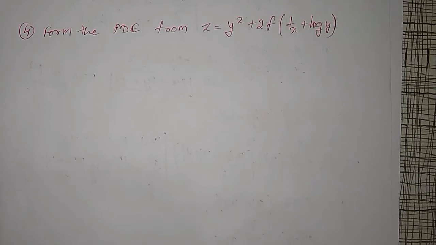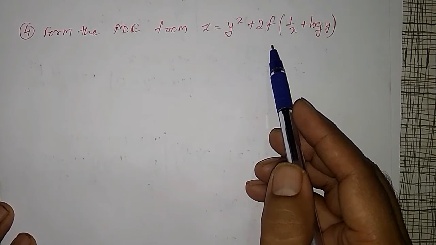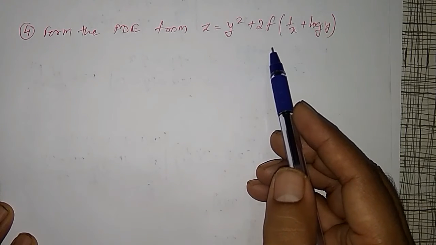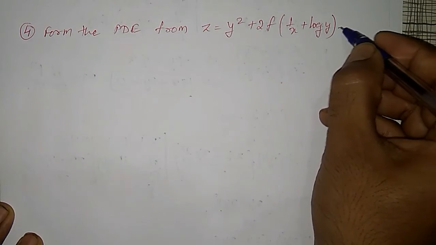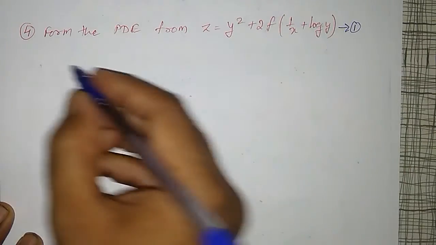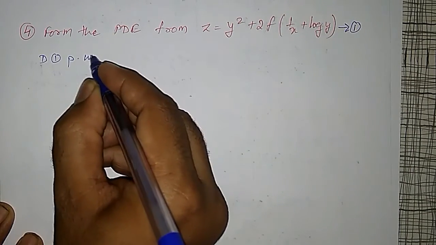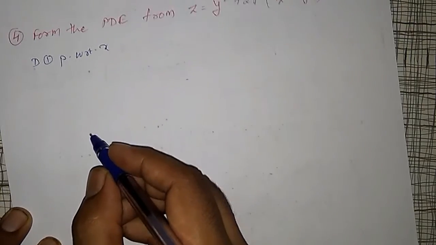Let me form the PDE by eliminating the arbitrary function. A single function f is there, therefore we are going to get a PDE of the first order here. Let me differentiate this with respect to x and y. Let me call this equation number 1. Differentiating 1 partially with respect to x as well as with respect to y.